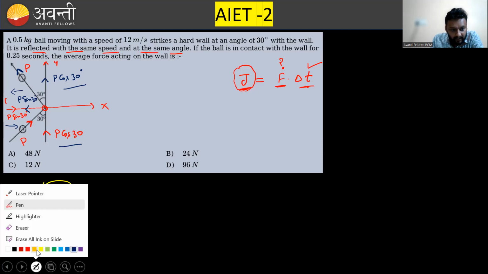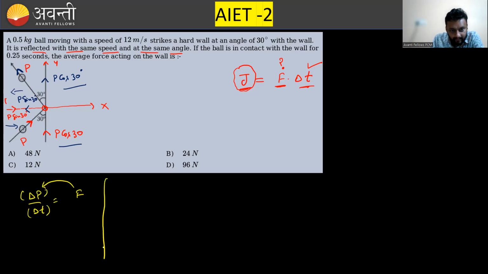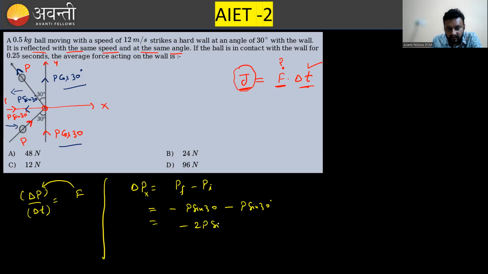What is the change in momentum? I can say here, delta P is equal to P final minus P initial, and I am writing in the x direction only. So final momentum, of blue color, is minus P sine 30. Minus sign is here, minus P initial is P sine 30, that is minus 2P sine 30. This is the change in momentum in the x direction.